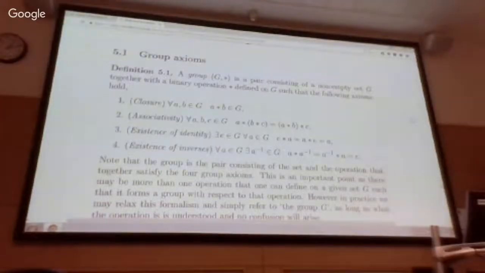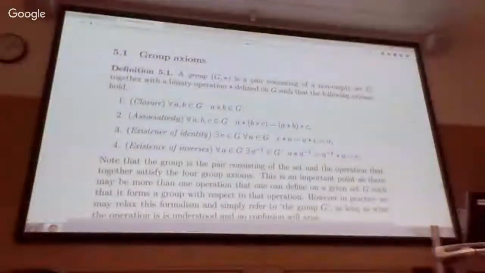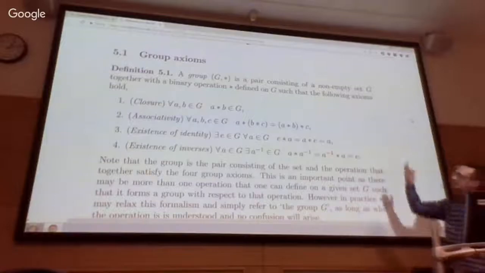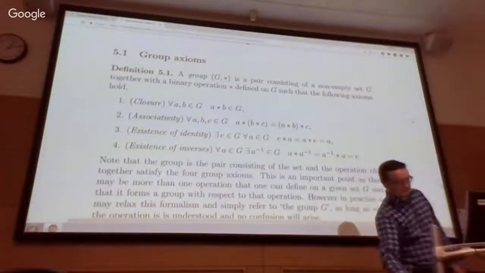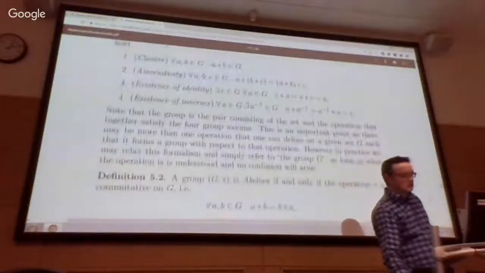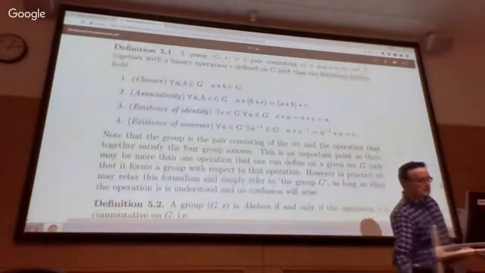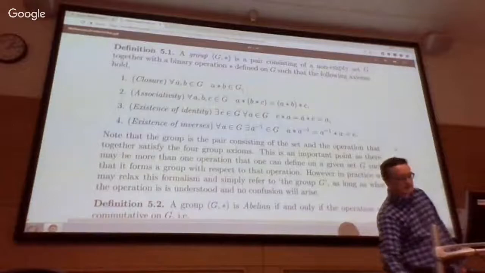Okay. So these are the four properties that have to be true in order to be called a group. And if a system G with a binary operation satisfies these properties, then it's called a group. Now we'll launch into investigating some examples.